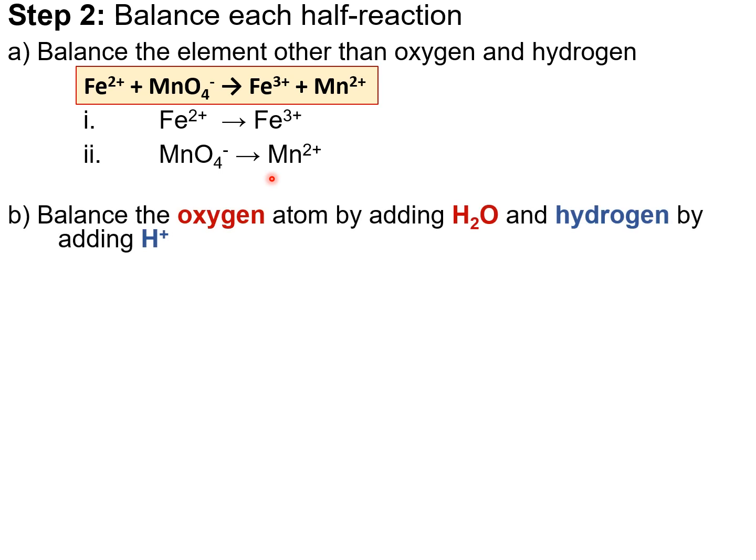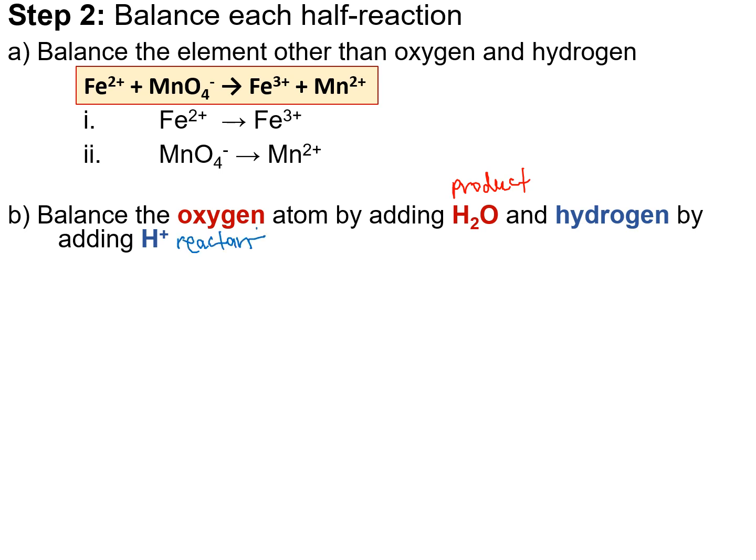Okay, seterusnya barulah you kena balancekan oksigen. Macam mana nak balancekan oksigen? By adding H2O di bahagian produk. Okay, so bila you add H2O kat bahagian produk, you akan ada pertambahan hidrogen. So bila ada pertambahan hidrogen, you kena balancekan hidrogen tu by adding H+ di bahagian reactant.